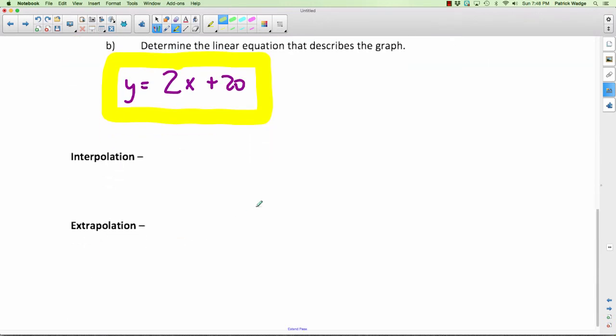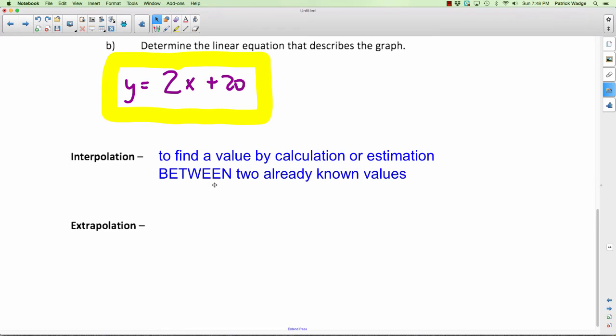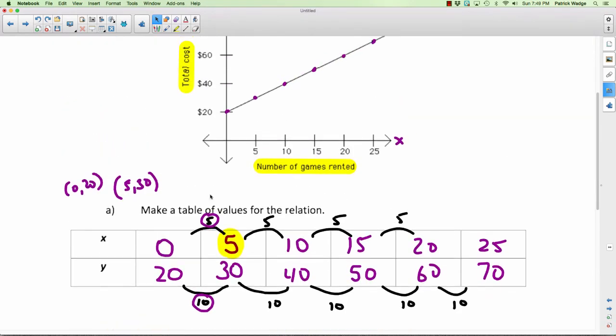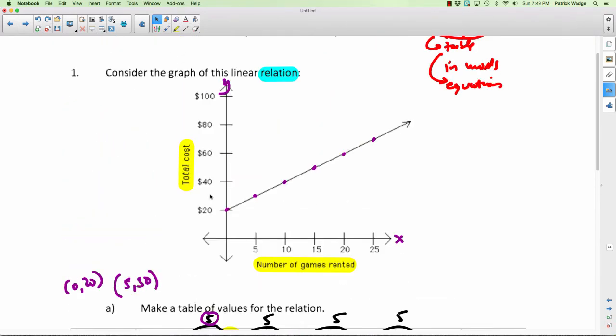All right, interpolation and extrapolation. They're very similar, but a little different. Interpolation is when you want to find a value by calculation or estimation between two already known values. So I know that's confusing, but let me explain. Let's say that you had this exact graph right here, and they have these points, the 5, the 10, the 15, the 20, the 25, all those, and then they join them with a line, right? Because it's a linear relation.